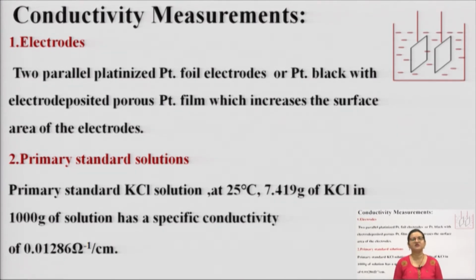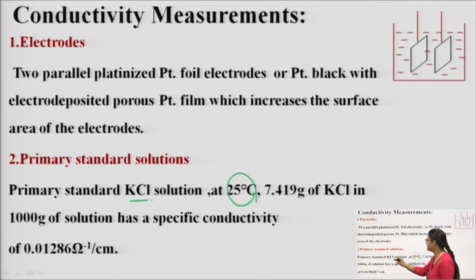Then the second one is the primary standard solution. For example, for a standard solution we can take KCl solution at room temperature, at 25 degrees Celsius, which should contain a standard amount, that is 7.419 gram of KCl in 1000 ml of solution.